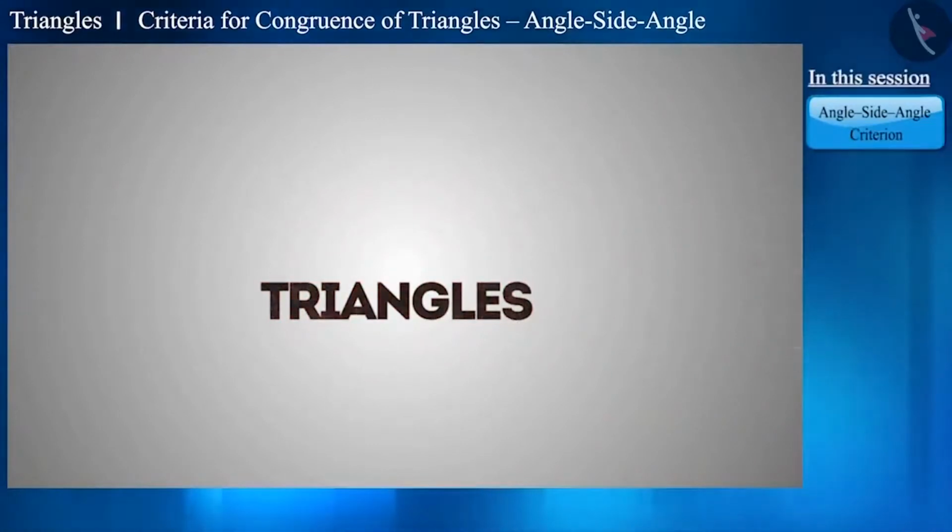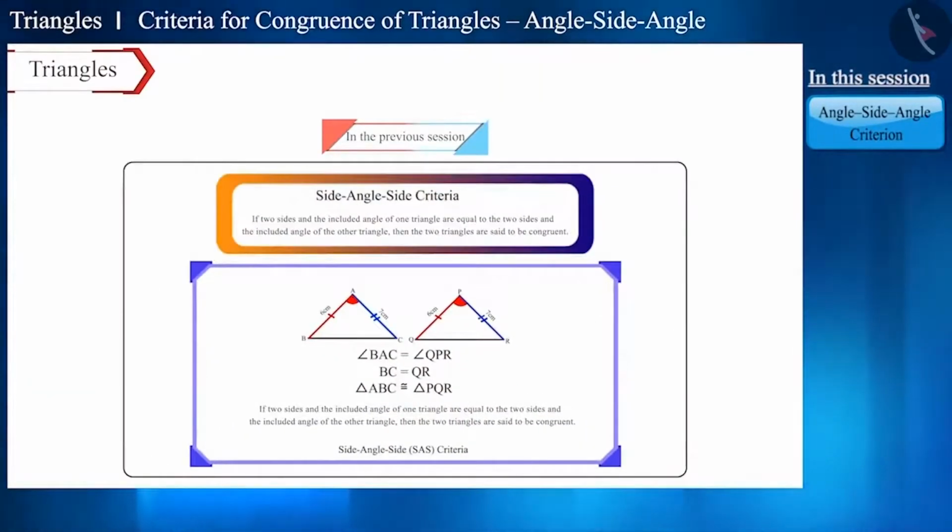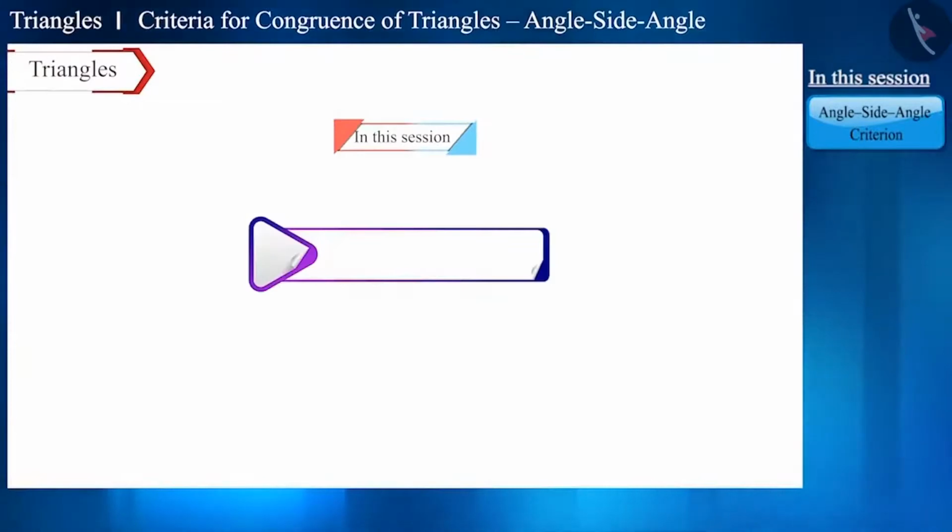This video is on triangles. In the previous video, we discussed the side angle side criterion, that is SAS congruence rule, out of the congruence rule criteria of a triangle. Today we will discuss the next criterion of congruence of triangles, that is angle side angle criterion.